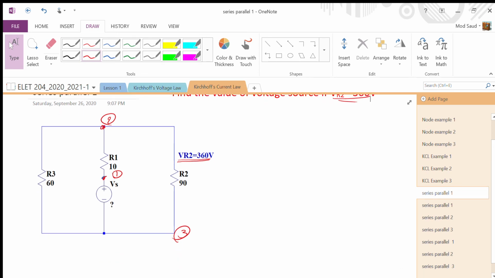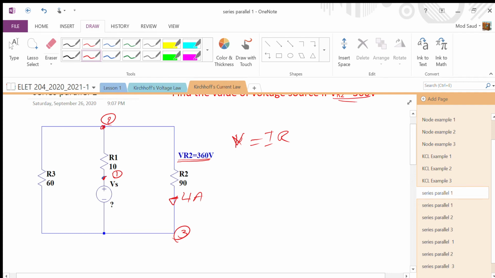This indicates the voltage across R2 is 360, so we can use that with the knowledge of Ohm's law, V equals IR. So we have both of them, divide voltage by current, and you get the current of 4 amp. So 4 amp in this branch.